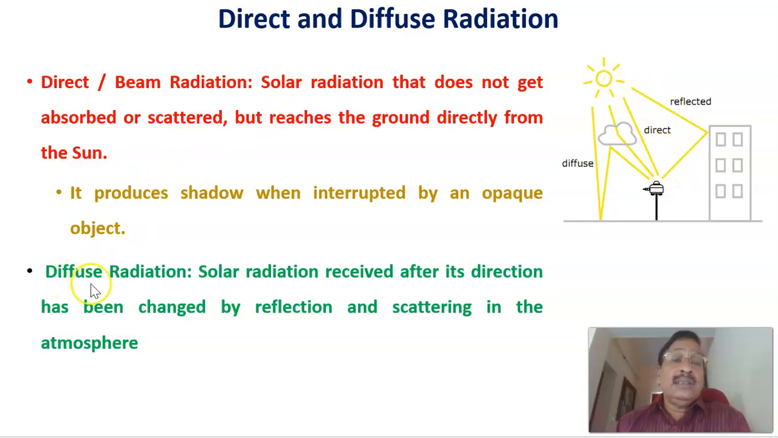The second part is called diffuse radiation. Diffuse radiation is solar radiation received after its direction has been changed by reflection or scattering in the atmosphere. Due to that, this part of the light is called diffuse radiation, and this is called direct radiation. Therefore, these are the two parts of the radiation coming to the Earth from the sun: direct radiation or beam radiation, and diffuse radiation, which involves both scattered as well as reflected radiation.